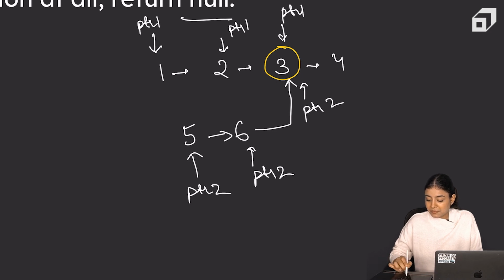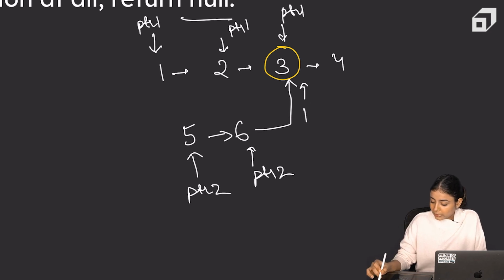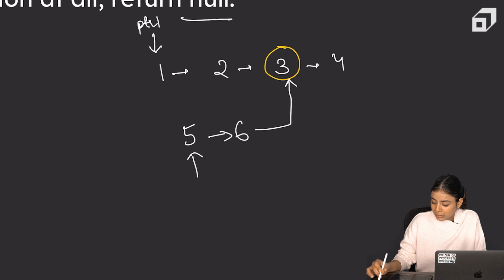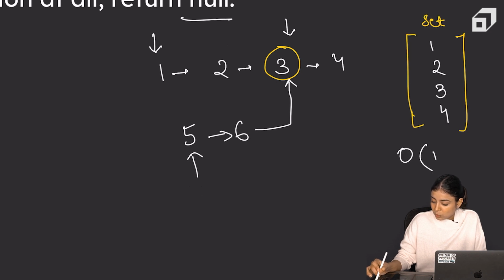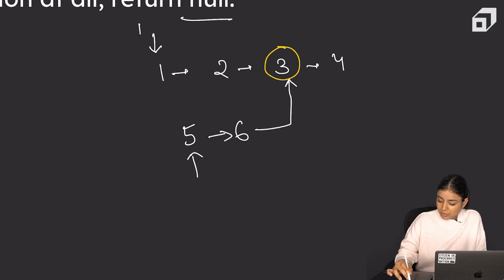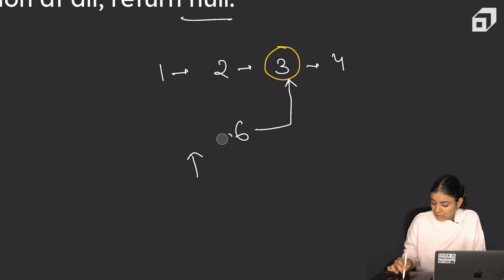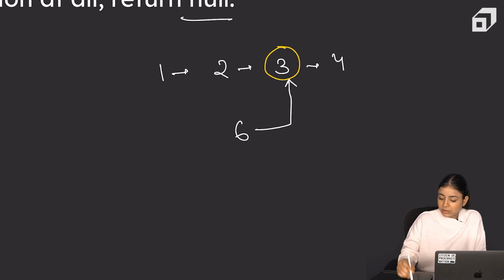So that is why when we start our pointer 1 and pointer 2 at the heads of the two linked lists, while traversing at some point pointer 1 and pointer 2 will meet each other. But let's say we don't have 5 here, okay? I just have 6 in my second linked list.